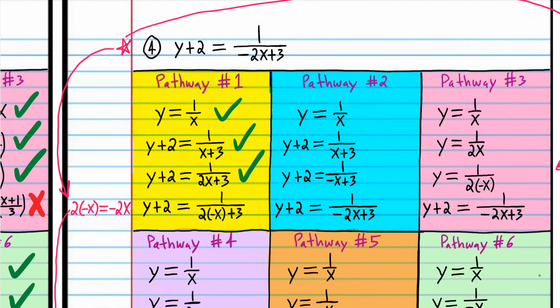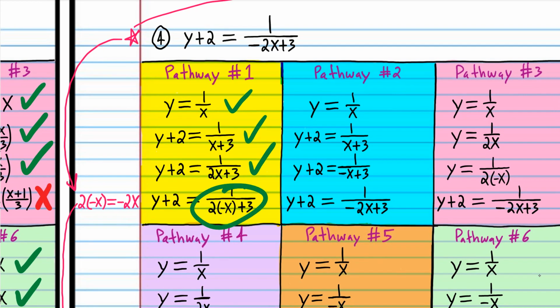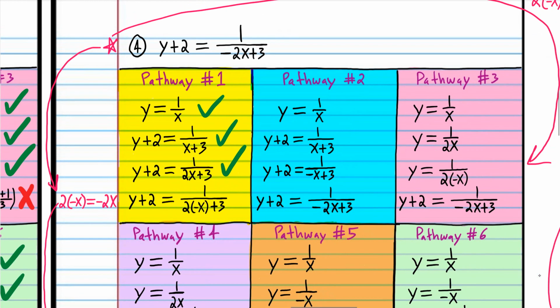So that's fine. And then we're going to replace x with negative x. And the purpose of this pink writing here is to tell you that if you replace x with negative x, then you can just multiply these. 2 times negative x is just negative 2x. You can use the commutative property of multiplication. So even though this equation doesn't look exactly the same as this equation, they're the same. And so if you replace x with negative x, you just reflect the graph across the y-axis. So that means that pathway number 1 works.